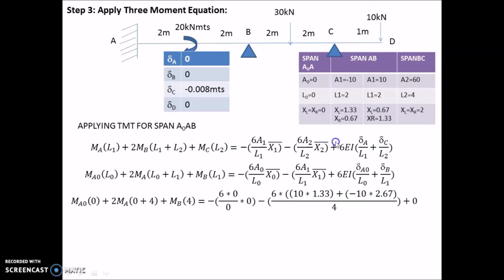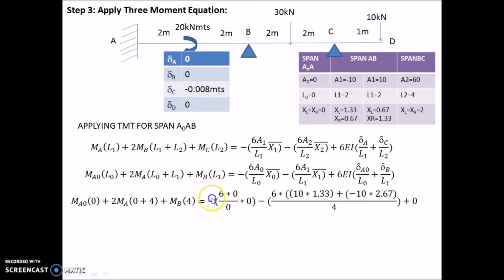For this one, area is 10. So A1 into x1 bar here, XR is 1.33. So we completed A1 x1 bar for this span. Now we have to also calculate A1 x1 bar for this span. That will be, here A1 is minus 10 and XR we have to calculate from this point. From this point it is 0.67. From this point it will be 2 plus 0.67, that is 2.67. Clear? So this is how we will consider when there is a couple acting at the mid of this span.